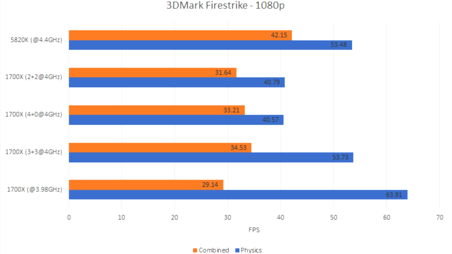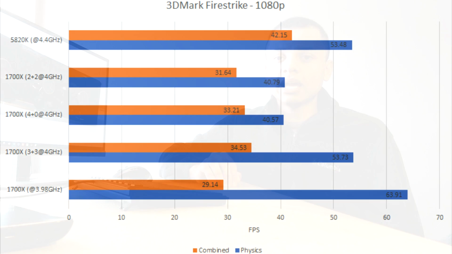And surprisingly, when I disabled the cores, I actually got a higher combined score. Even with only 4 cores running, I still had a better score than with all 8 cores. I don't know what would cause that. It was pretty interesting. I reran Firestrike a couple of times, and it was repeatable.